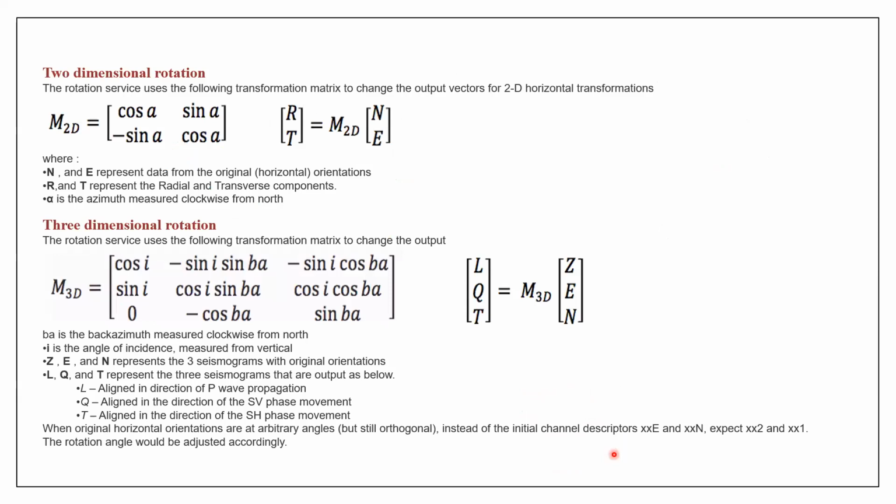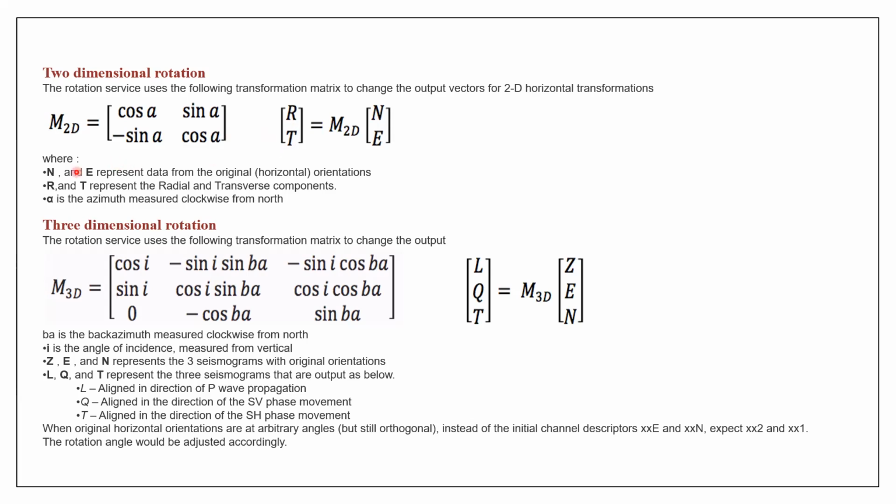So in order to do the rotation, as I told you earlier, if you are going to rotate from Z, N, E, that is vertical, north-south, and the east-west component, to vertical, radial, and the transverse component, then you will have to rotate it using the value of the back azimuth of the event that you are having in your seismogram. This is the rotation matrix or transform matrix you can say, which is used to actually compute the radial and the transverse component.